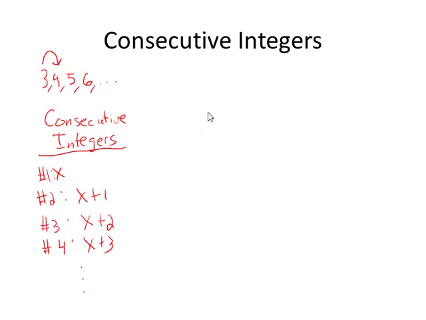Okay. Now some of the problems, rather than saying consecutive integers, will say consecutive even integers. And that works a little differently. Let's take a look at some consecutive even integers. 8, 10, 12, 14, and so on.